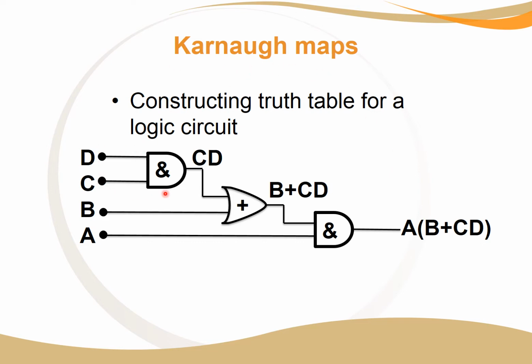Here, I find it easier if you go from left to right and write out the output of each gate as you come across them. From this side, you have the operation C and D in this gate, so it's C and D. It goes into this OR gate, so C and D OR B, and write down the output. And then they both go into this AND gate with A. So you have A and B or CD, which you write down as the output, and this is the final output of this whole logic circuit.